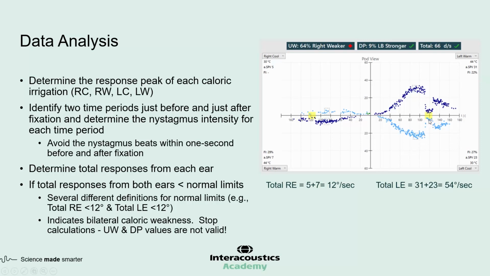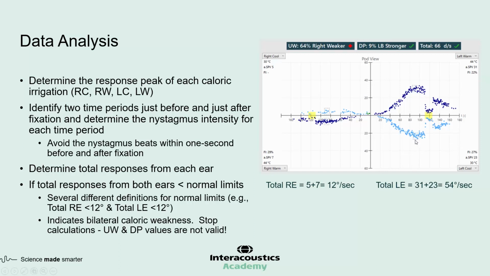So when you're doing this, avoid the nystagmus beats that are very close to when the dot comes on, so the target comes on. Wait a second or two before you measure the nystagmus. The next step here is to determine the total response from the right and left ear separately. So in this case, for example, the total response is that opening of this pod here. It's about 12 degrees. This one is about 54 degrees.